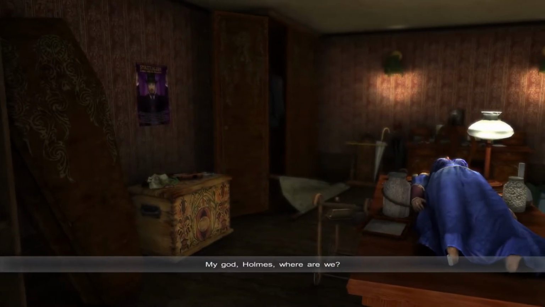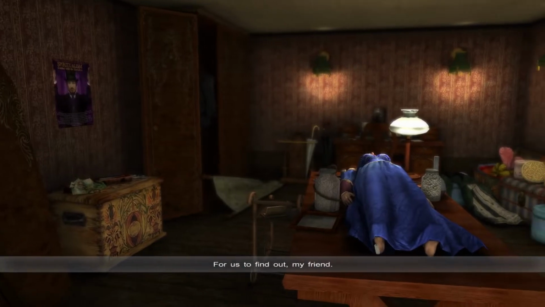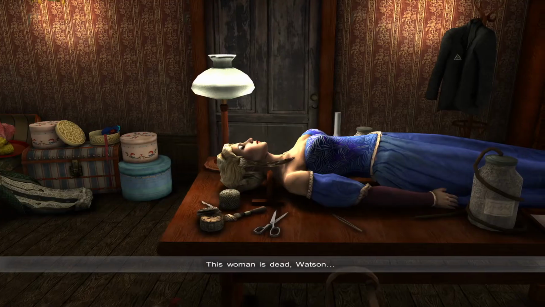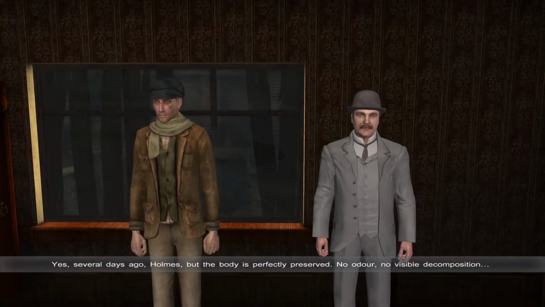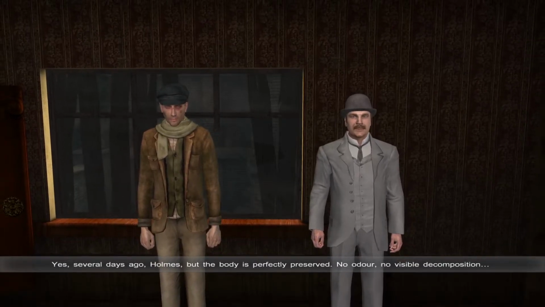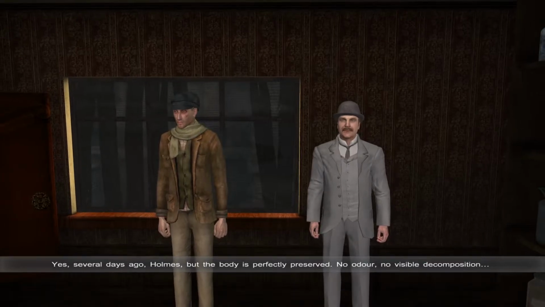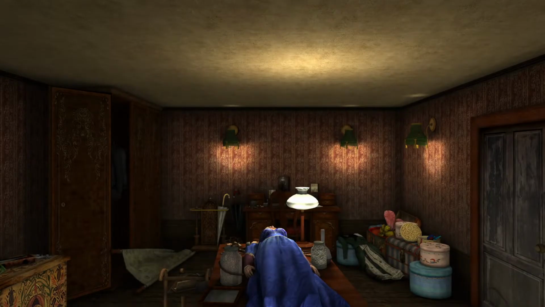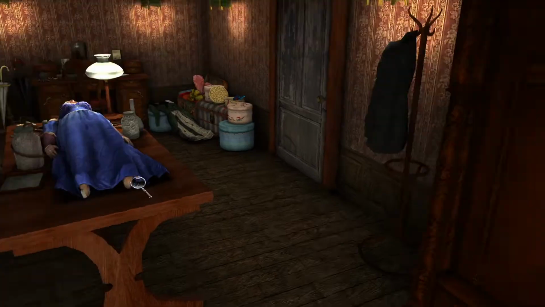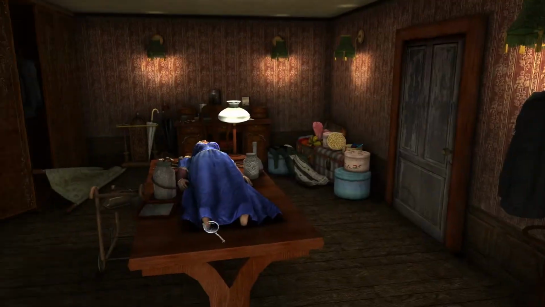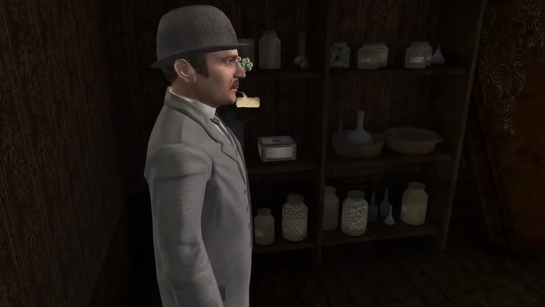Let's go. My God, Holmes. Where are we? For us to find out, my friend. This woman is dead, Watson. Yes, several days ago, Holmes, but the body is perfectly preserved. No odor, no visible decomposition. Yes. A little bit. And that's a little bit disconcerting.